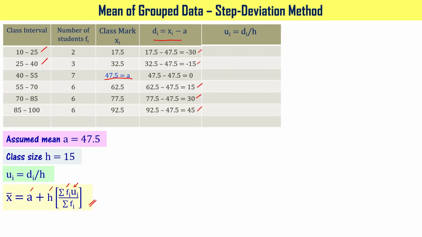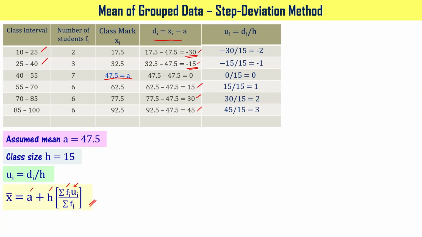So di for the first class is minus 30 and h is 15. So it is going to be minus 30 by 15, that is equal to minus 2. For the second class, it is going to be minus 15 divided by 15, right? That is equal to minus 1. For the third class, it is 0 by 15, that is equal to 0. For the next class, it is 15 by 15. For the next class, it is 30 by 15, that is equal to 2. And for the last class, it is 45 by 15, that is equal to 3. Right? Now you have the values of ui.